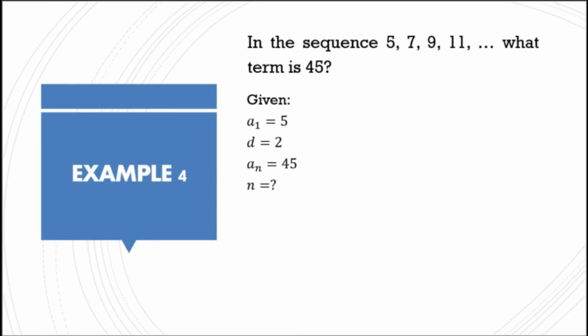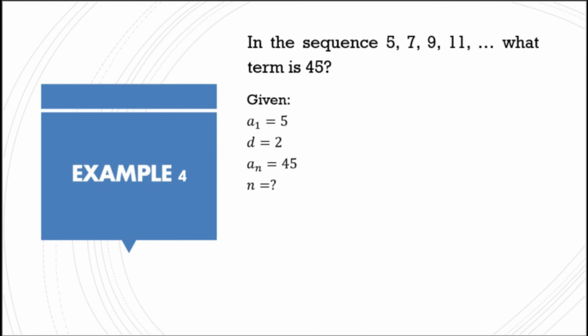The value of a sub 1 is 5, which is the first term. D is the common difference, which is equal to 2. We obtain 2 by subtracting two consecutive terms in the given sequence. For instance, 7 minus 5, which is 2. And the value of a sub n is equal to 45. And the value of n is unknown.